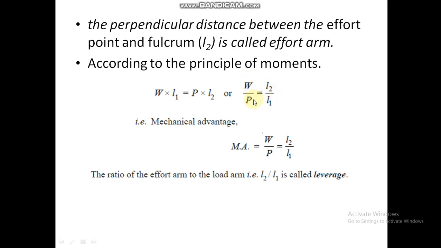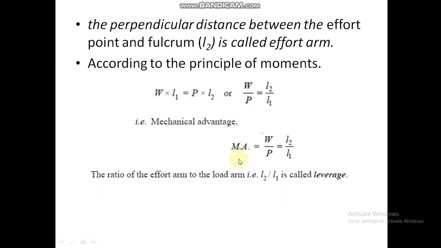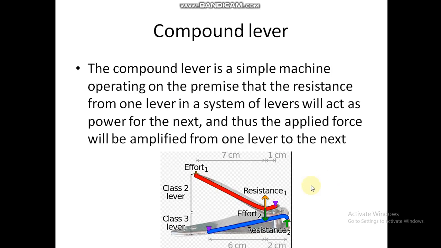This load upon effort ratio, as we have discussed, is called mechanical advantage, which can also be written as L2 upon L1, where L2 is effort arm and L1 is load arm. So mechanical advantage is the ratio of effort arm divided by load arm. It is also called leverage.